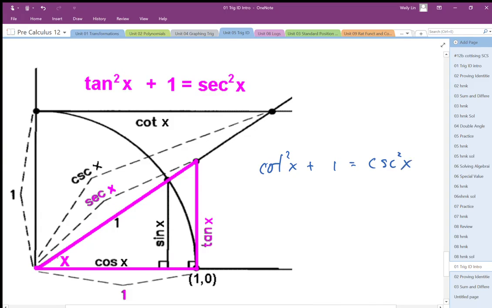Now, these ones we don't really need to remember, as long as we understand this one triangle, we can actually generate all the other identities out of that anyways.